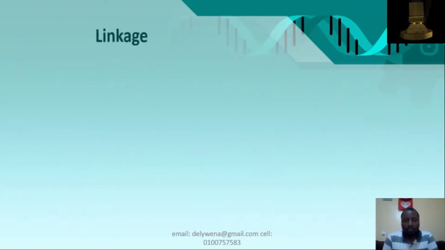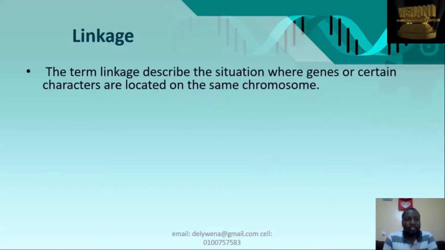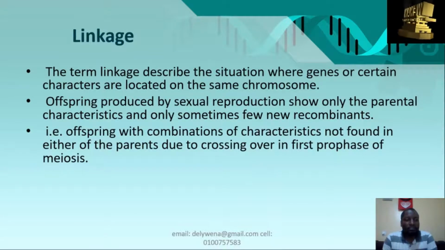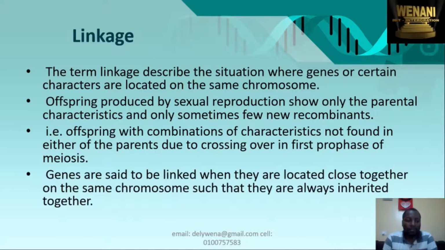So next, we want to talk about linkage. The term linkage describes the situation where genes or certain characters are located on the same chromosome. Offspring produced by sexual reproduction show mostly the parental characteristics and only sometimes a few new recombinants, that is, offspring with combinations of characteristics not found in either of the parents, due to crossing over in the first process of meiosis.